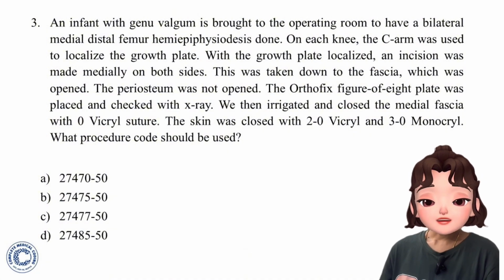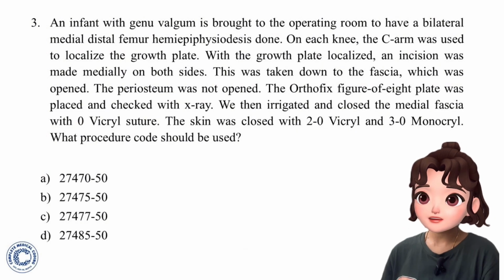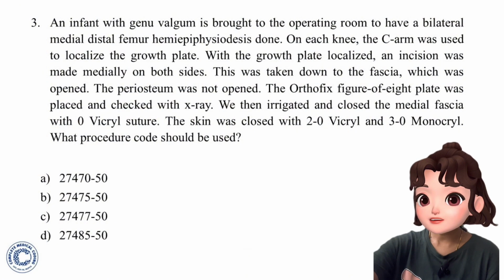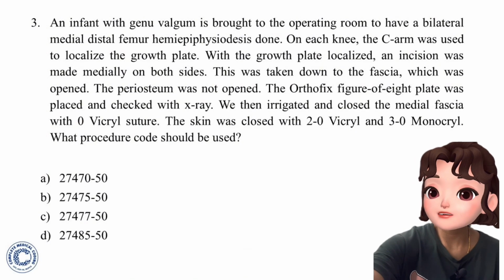Okay. This is not the femur. Here, it is not on the femur, right? It is on each knee. Yeah, genu valgum. The infant is having, an infant with genu valgum is mentioned, right? So, what do you mean by genu valgum?